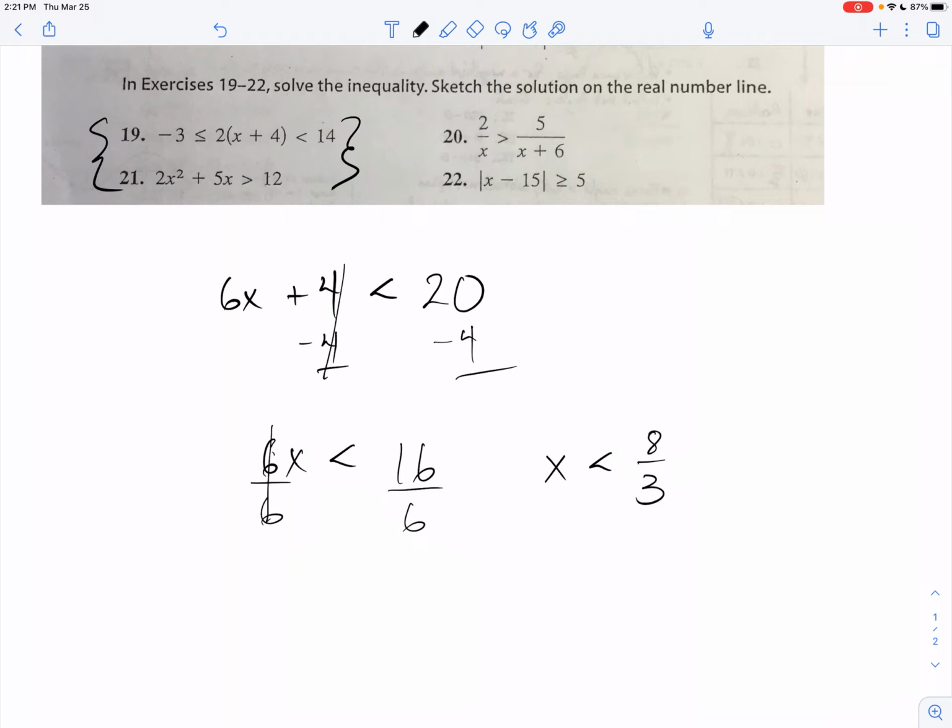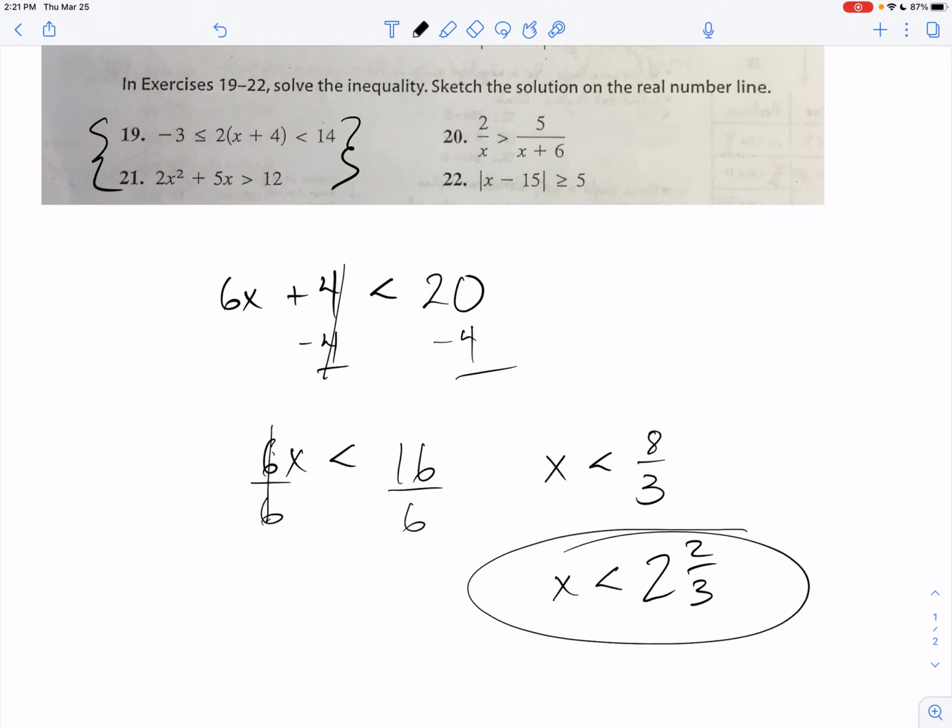which is a fine answer. 8/3 is a good number. But if you wanted to, you could say, I like mixed numbers better, so you could convert it and say 2 2/3. And if it's an inequality, this is a fine answer. That's a great statement. You pick any number that's less than 2 2/3, plug it in for x, and it should make a true statement.